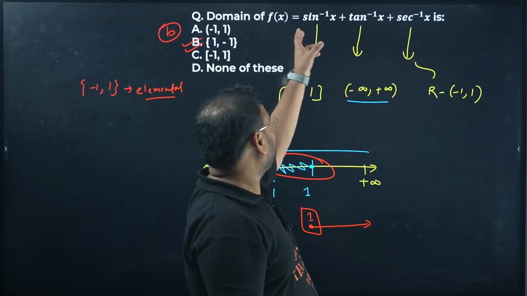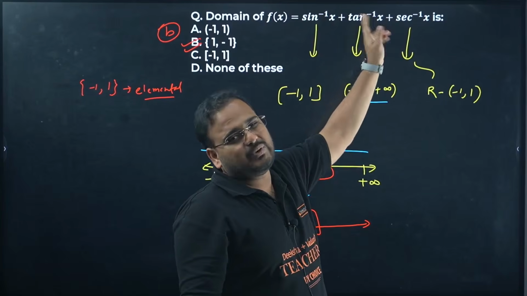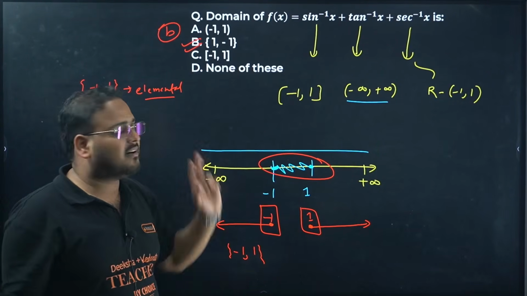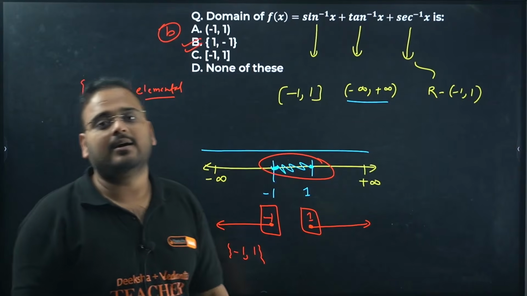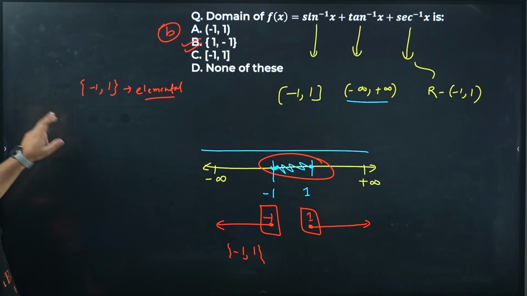So if it is having, let's say, g of x, g1(x), g2(x), g3(x), however many functions there are, take the domain of all the functions and take the intersection of all the domains. Answer will be that only.